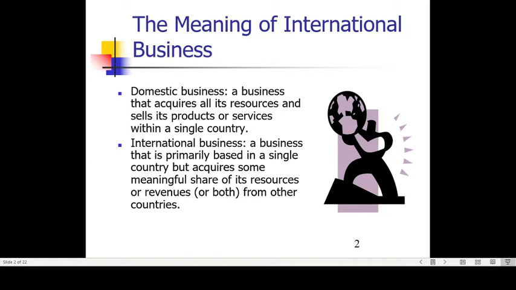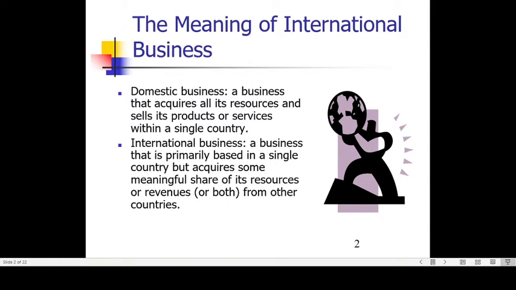Next, we have international businesses. International businesses are businesses that are primarily based in a single country but acquire some meaningful share of their resources or revenue or both from other countries. So, ano ba ibig sabihin nito? Ikaw yung nag-operate ng business sa isang single country pero marami kang subsidiaries.